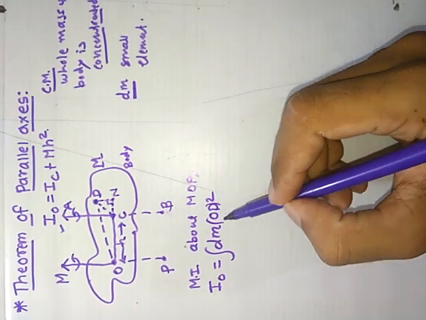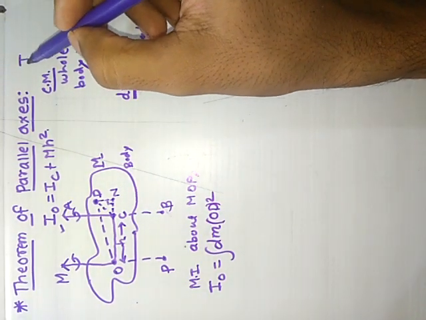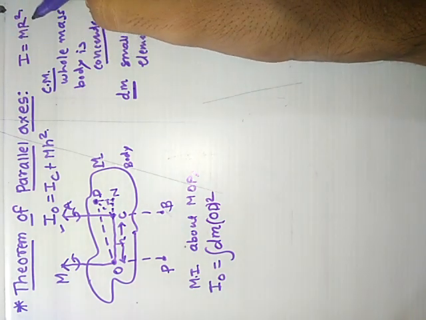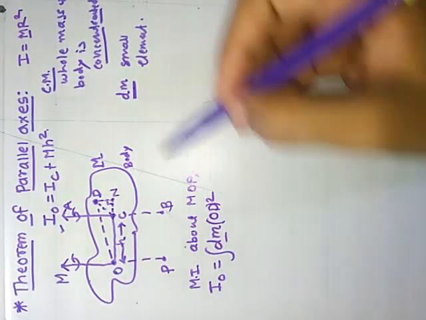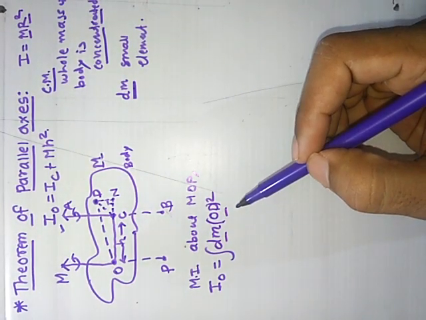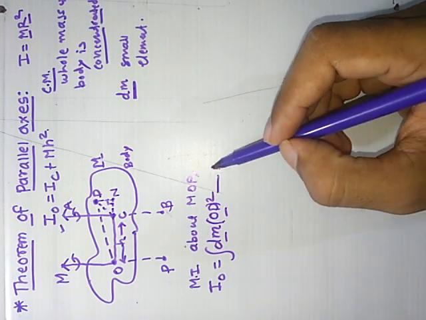See, this OD is at perpendicular distance. The moment of inertia formula is I is equal to m r square. So m stands for mass dm, r square is a perpendicular distance from the axis of rotation of that point. So this is first equation.